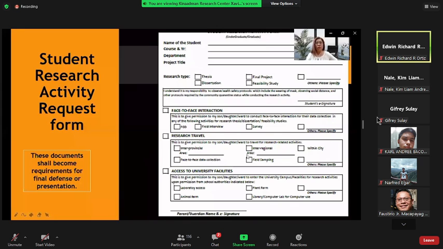Okay, so this is the look of the student research activity request form. These documents shall become requirements for final defense or presentation. So you will see that you can do face-to-face interaction, you can do research travel, or you can have access to university facilities, and then you just have to indicate what activity you would want to be permitted to do. Okay, and again, this will have to have permission from parents.